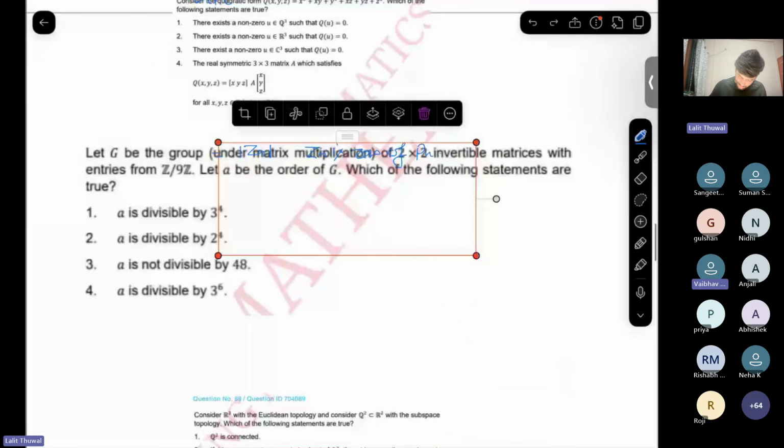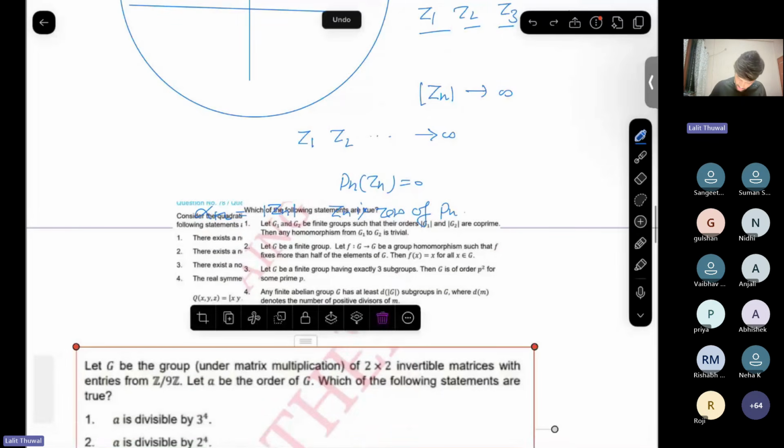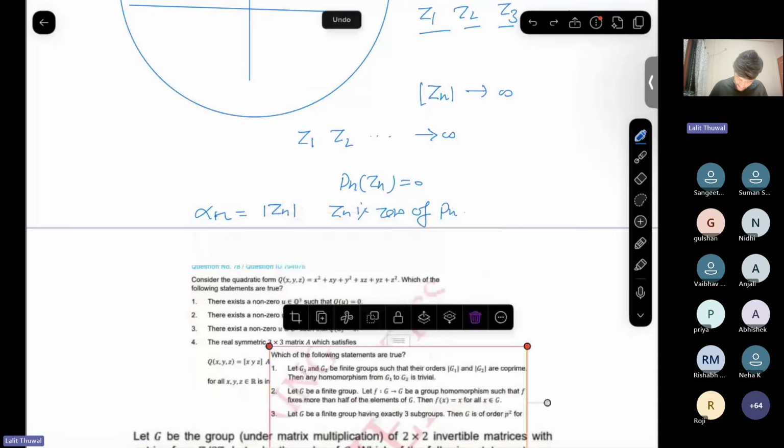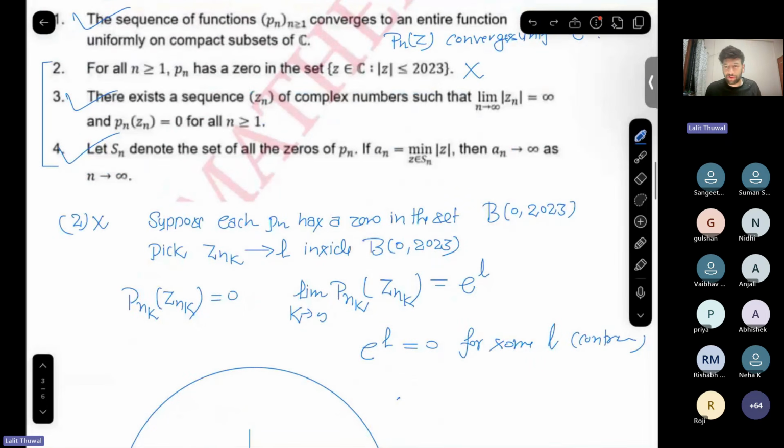Can you scroll up to the previous question? I want to take a screenshot. Okay, wait. You need not take a screenshot. I will share the PDF immediately after the class ends. Okay.